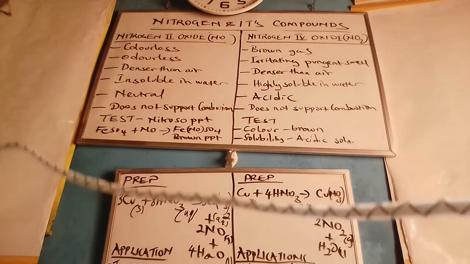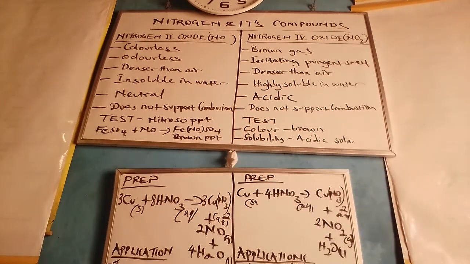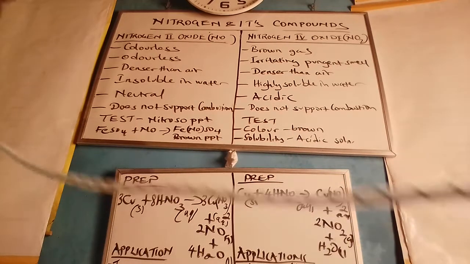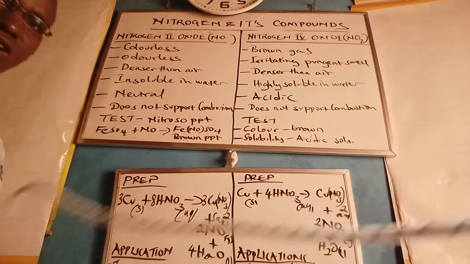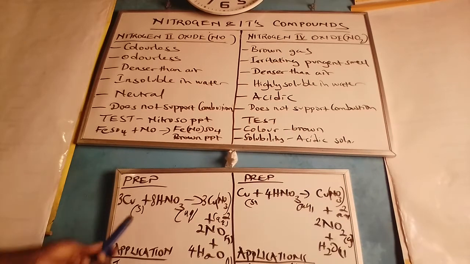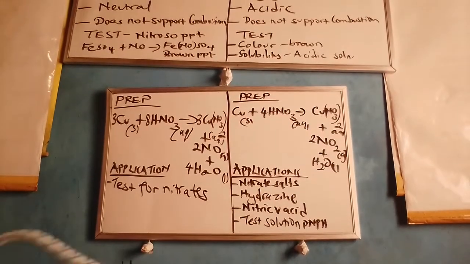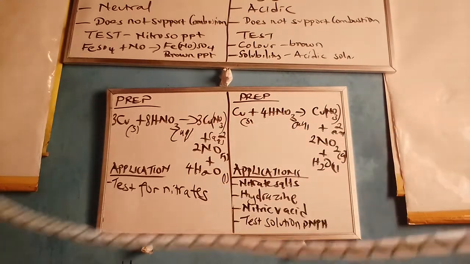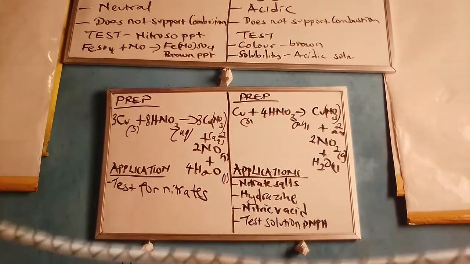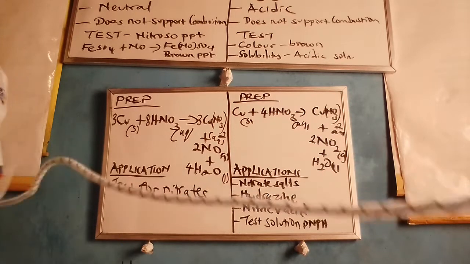How do we prepare this gas? To prepare this gas, we use dilute nitric acid and a metal such as copper, a metal of low reactivity such as copper or zinc. Now, in this case, we have used copper, and we find that when copper is treated with dilute nitric acid, it forms 3 molecules of copper 2 nitrate, 2 molecules of nitrogen 2 oxide or nitrogen monoxide, and water.